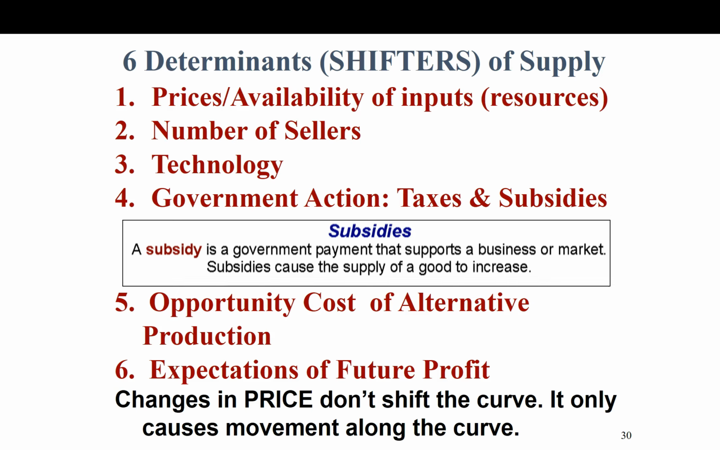Changes in government action can shift that supply curve. Taxes and subsidies are both government actions. A tax will take away from producers. A subsidy is a payment that the government makes to producers for lots of different reasons. The opportunity cost of alternative production can shift that supply curve. Expectations of future profit, depending on what they are, can shift the supply curve to the right for an increase, to the left for a decrease. And it's important to keep in mind, just like with demand, that changes in price don't shift the curve. They only cause a movement along the curve.